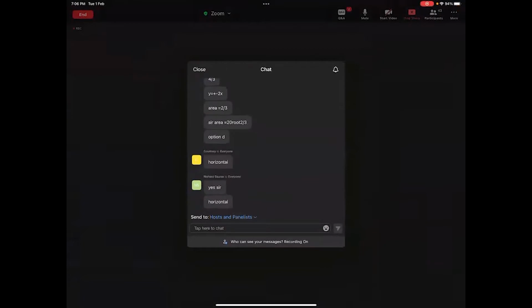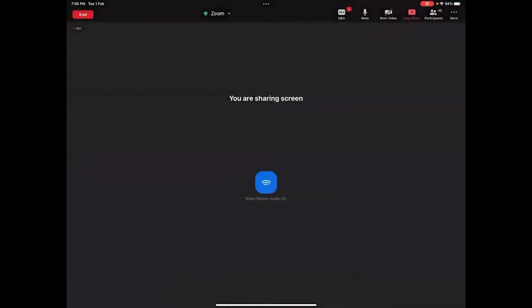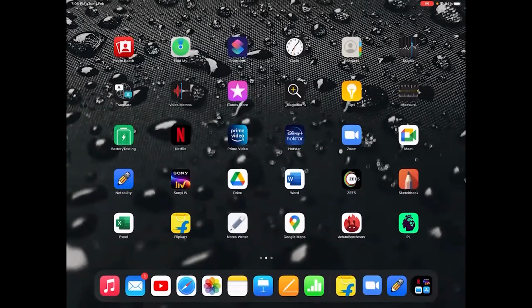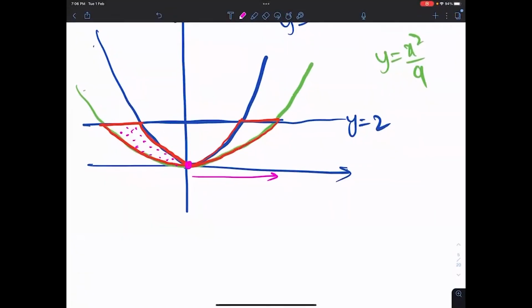Horizontal. Very good. Horizontal strips is right. Because when you take horizontal strips, always the left and right side curves are not changing. No? Okay, and these horizontal strips will go from y equal to 0 till y equals to 2. So your integration limits are clear for you, 0 to 2.